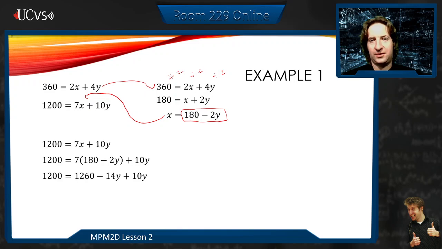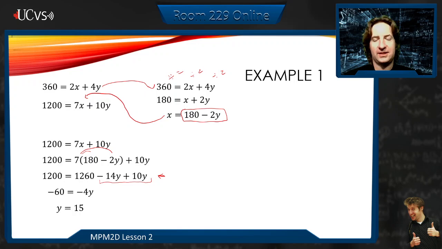And now it's just a matter of solving. I can multiply out: 7 times 180 gives me 1260, and 7 times negative 2 gives me negative 14. And now I have only one variable. The whole point of that was to remove x from our problem so that we end up with an equation that only has one variable. One variable means I can solve it. I can figure out what the number is. Then, bringing the 1260 over to the other side, I end up with 15.